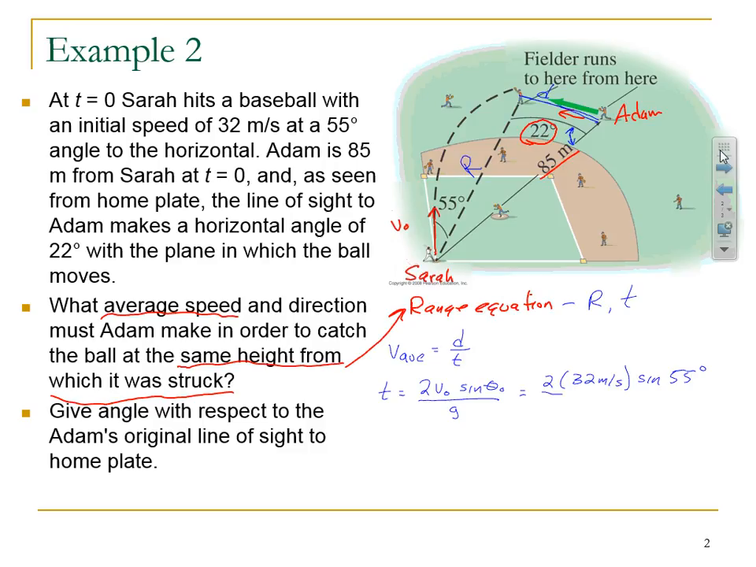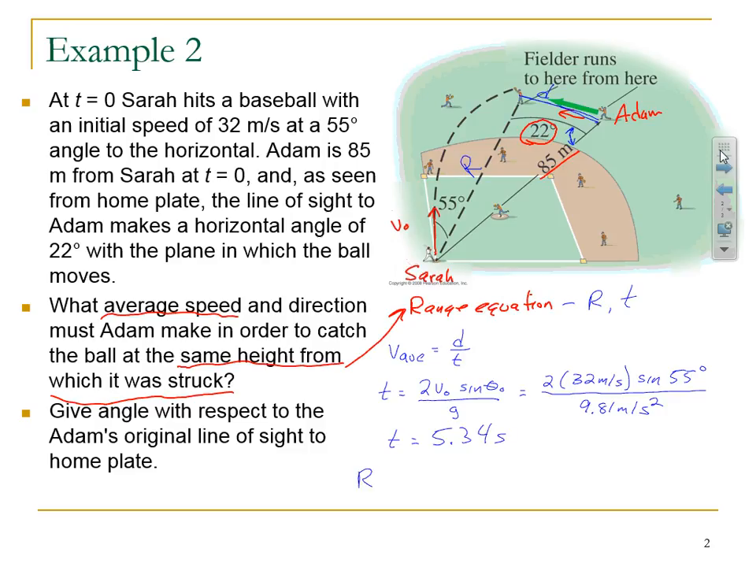And when we divide by G, which is 9.81 meters per second squared. And if we calculate all that out and we're careful with our units, we get 5.34 seconds. That's the time that the ball's in the air.